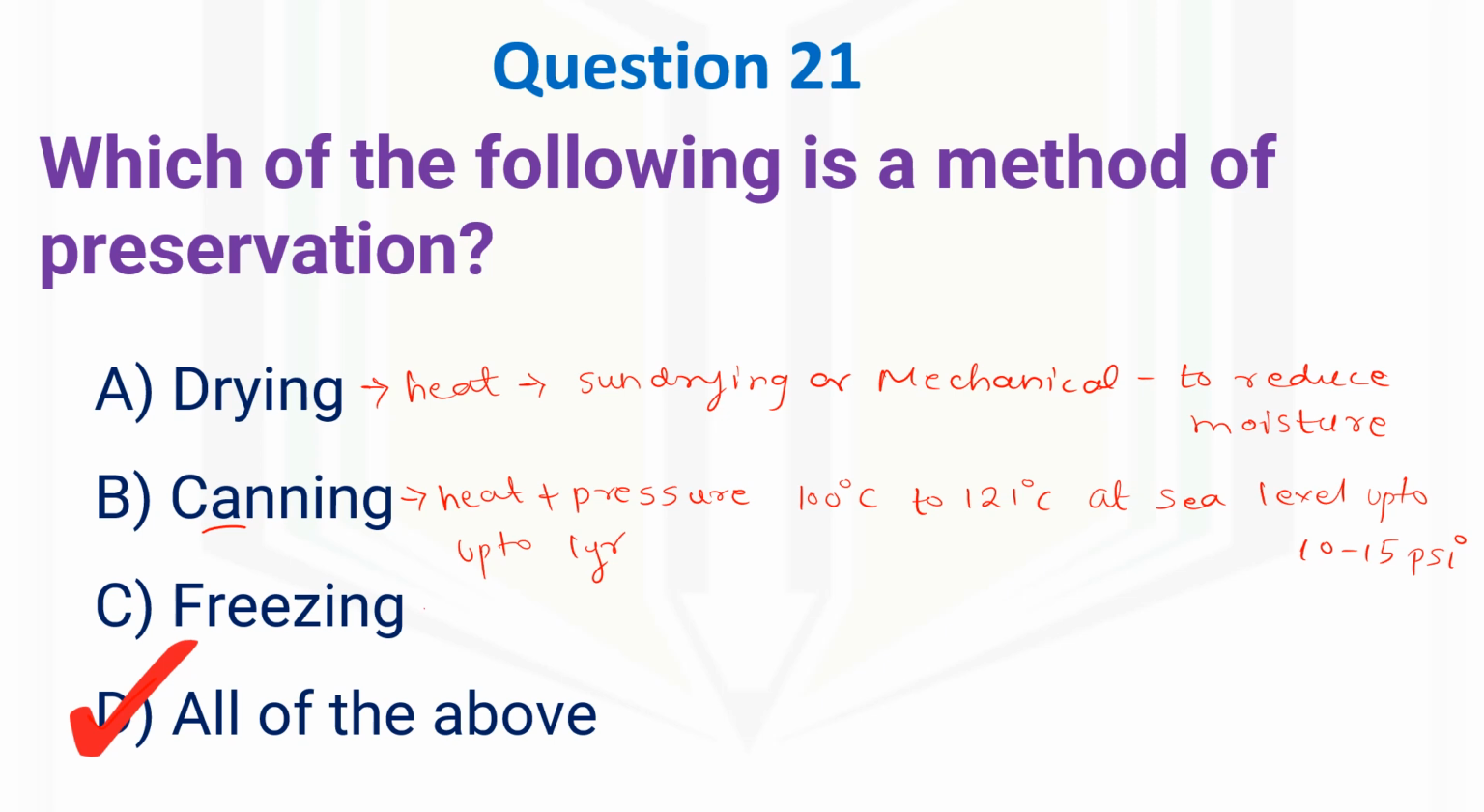Third is the freezing technique. This won't kill the microorganisms, but it will inhibit the growth of enzymes and microbes that can spoil the food. So it will only inhibit or arrest their growth, but still it is one of the preservation techniques, because if we maintain the freezing conditions, that is below -18 degrees Celsius or still lower, up to -30 degrees Celsius, the food will be preserved for a longer period of time. So here our correct option is all of the above.